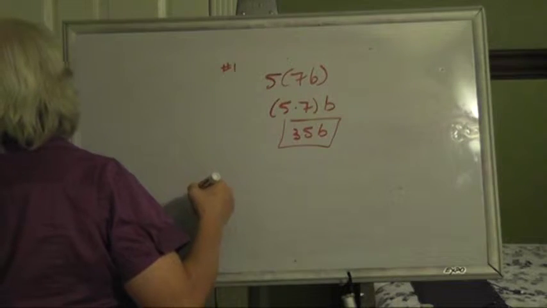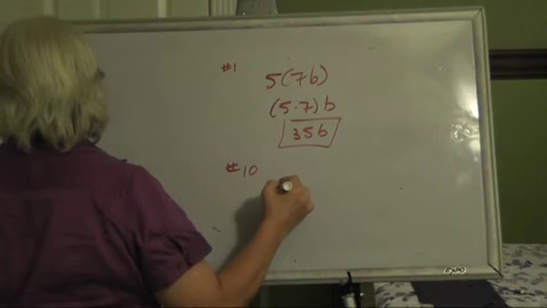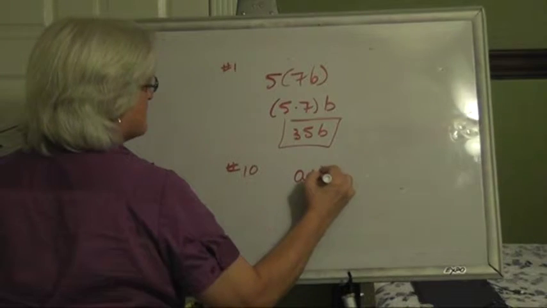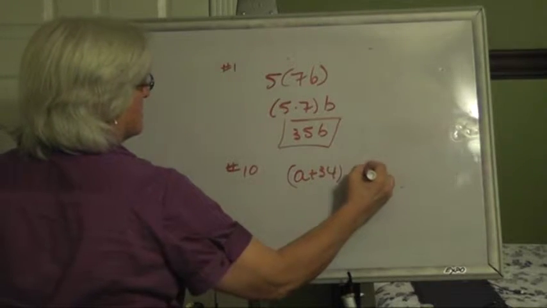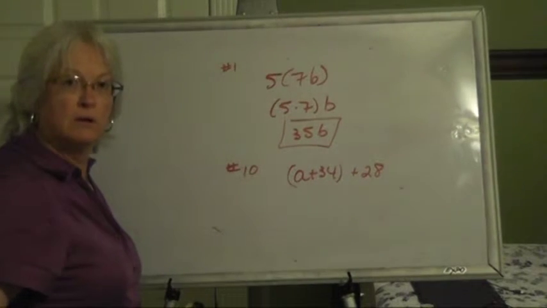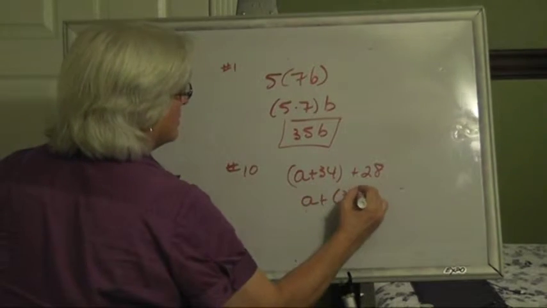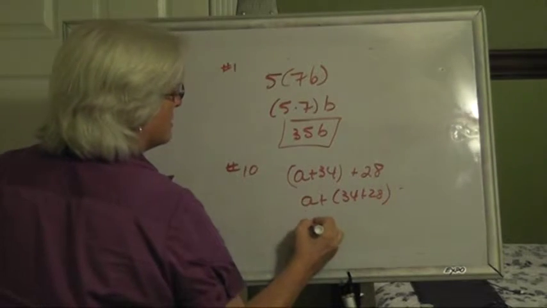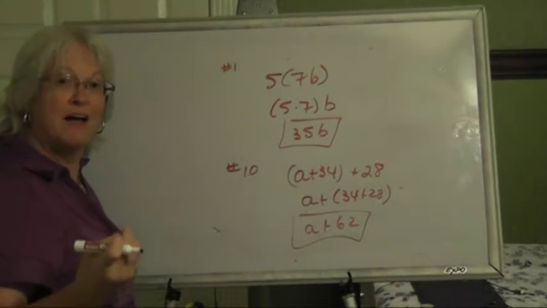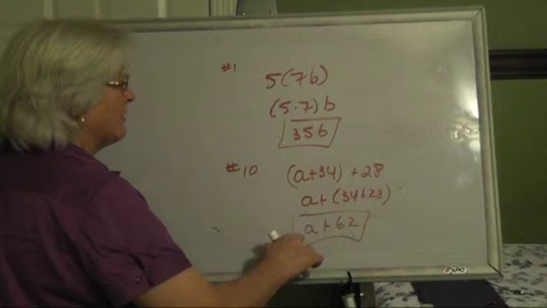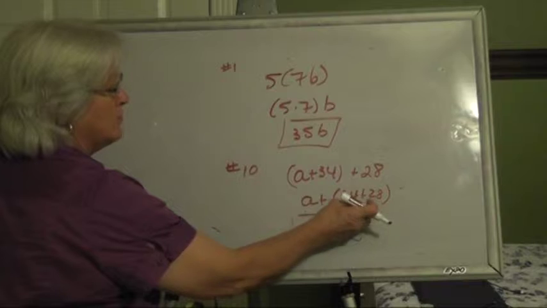Now let's look at number 10. This is a plus 34 plus 28. Not doing us any good the way we have it grouped together. You can change the grouping. 34 plus 28, a plus 62. Now you still don't know the value of this expression because you still have a variable. But it's easier to work with because you've at least combined the numerical portion of it.